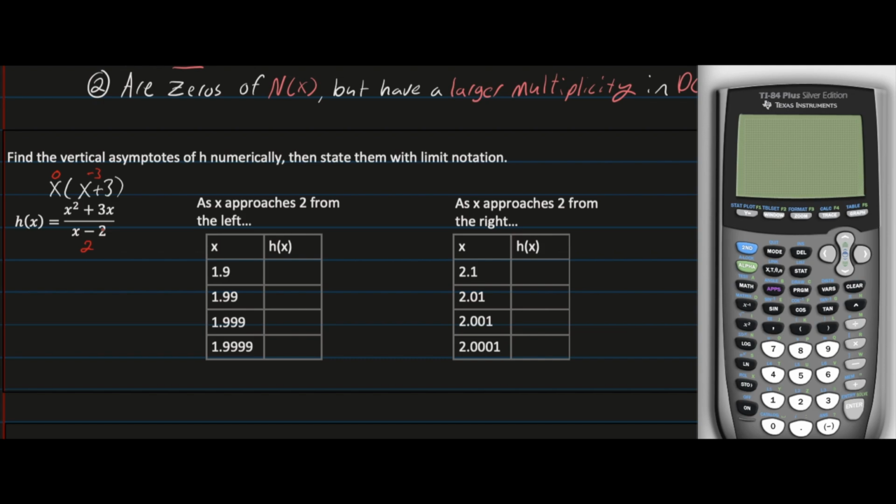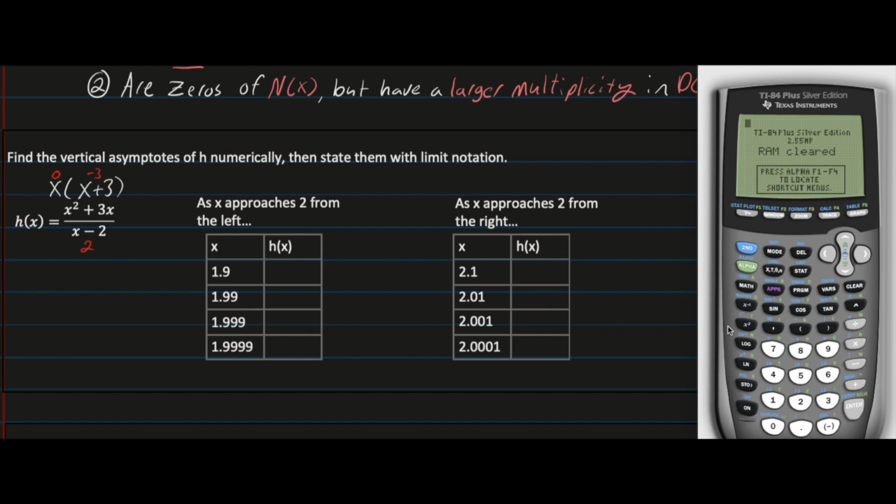So let's see what directions everything goes in. If we're going to approach 2 from the left, we need to use numbers that are to the left of 2, and we're going to get closer and closer to 2 as we go. We're going to see what happens to the values of h, what's being outputted. The direction that goes tells us if that side of the function is going towards positive infinity or towards negative infinity. And conversely with the right, same idea. We're getting closer to 2 from the right and seeing what happens there.